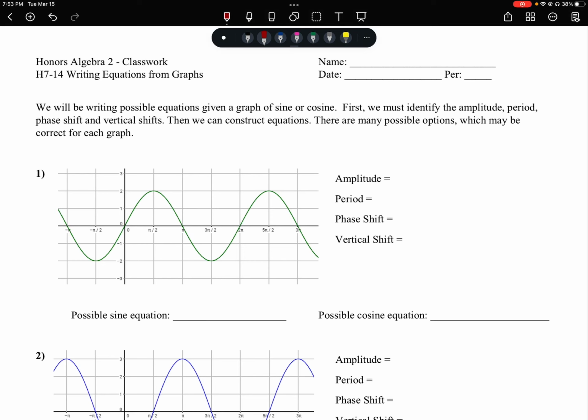So today's focus is H7-14. We're going to be writing equations from graphs. Pardon my voice. Like I said, I'm not feeling very well.